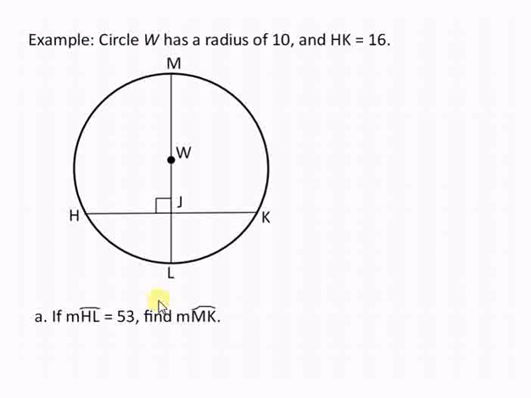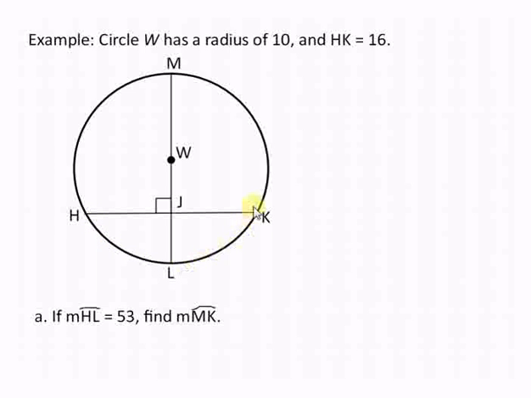So if I have a problem like this, in the first case, I know something about the arcs. If this diameter is perpendicular to chord HK, then it bisects the chord. It also bisects the arc. And so if the measure of arc HL is 53, then I know that the measure of arc KL is 53.